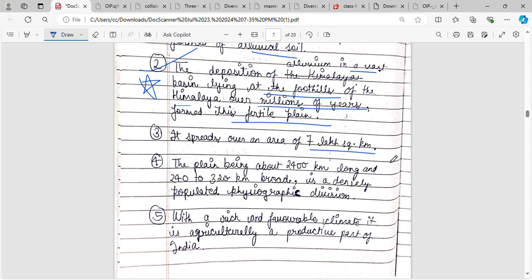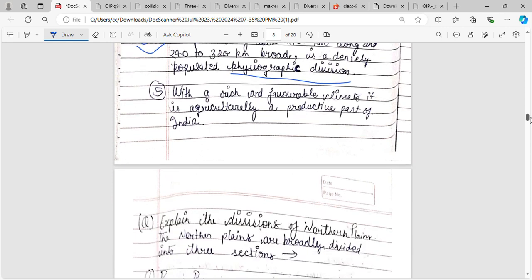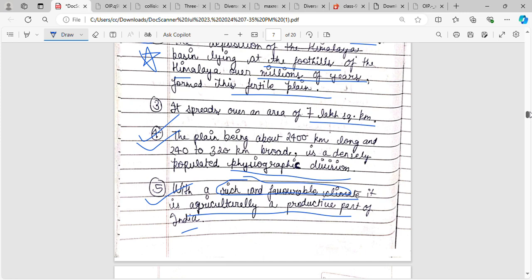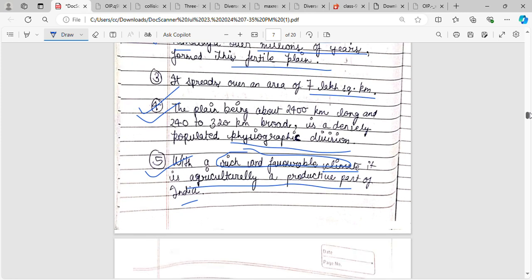The plain being about 2400 kilometer long and 240 to 320 kilometer broad is a densely populated physiographic division. Why are the northern plains densely populated? With a rich and favorable climate, it is an agriculturally productive part of India. Why are the northern plains agriculturally productive? Because it has a rich and favorable climate and appropriate alluvial soil, it's very fertile.